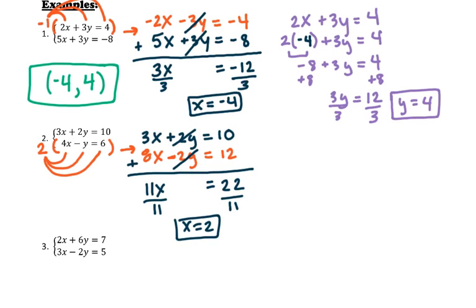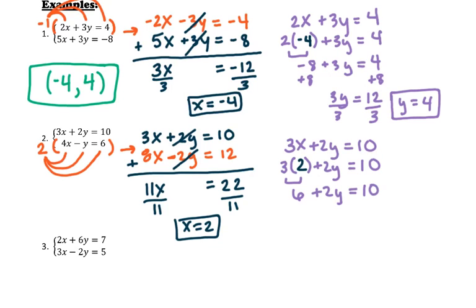So then we're going to go back to one of our original equations. I'm just going to pick the top one again, no particular reason. So that says 3x plus 2y equals 10. And then for x, I'm going to plug in a positive 2. And so that's going to become 6 plus 2y equals 10.